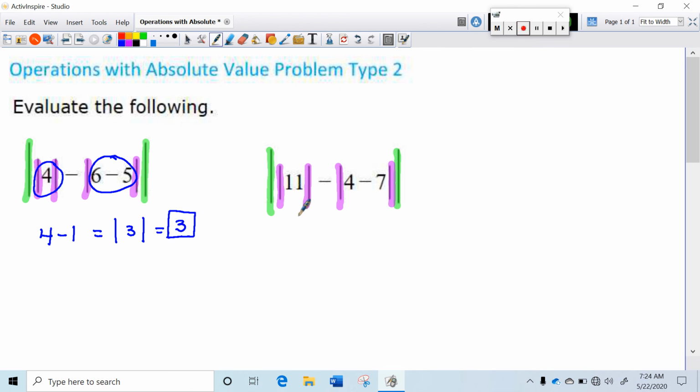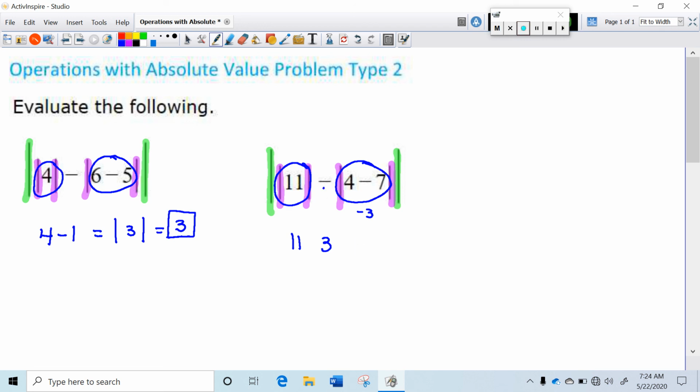Okay, so for this one, you work from the inside out. So I have an 11. On this one, 4 take away 7 is negative 3. But see how that's inside absolute value symbols? So I'm just going to write down a 3. Because you don't write down a negative when there's absolute value symbols.